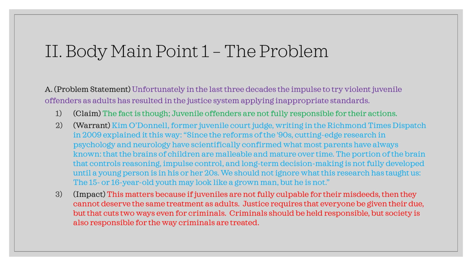The portion of the brain that controls reasoning, impulse control, and long-term decision-making is not fully developed until a young person is in his or her late 20s. We should not ignore what this research has taught us. The 15 or 16-year-old youth may look like a grown man, but he's not.